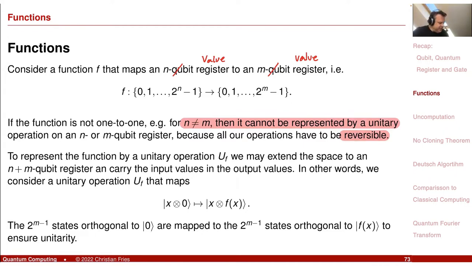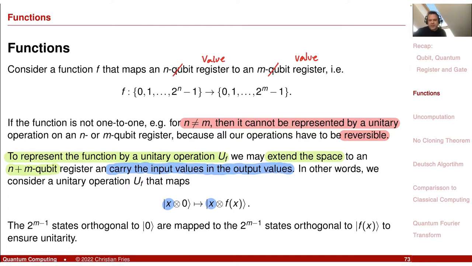The cure is, well, in mathematical finance, you sometimes also have the state space extension. We need to extend our state space. So to represent the function by a unitary operation, call it U_f, we may extend the state space. So we consider now an n plus m qubit register. So we need more memory for this. And we carry the input values with us in the first component. So what we do is we carry the input values into the output values by just remembering what was the argument. And if I know the argument, I can of course invert it.